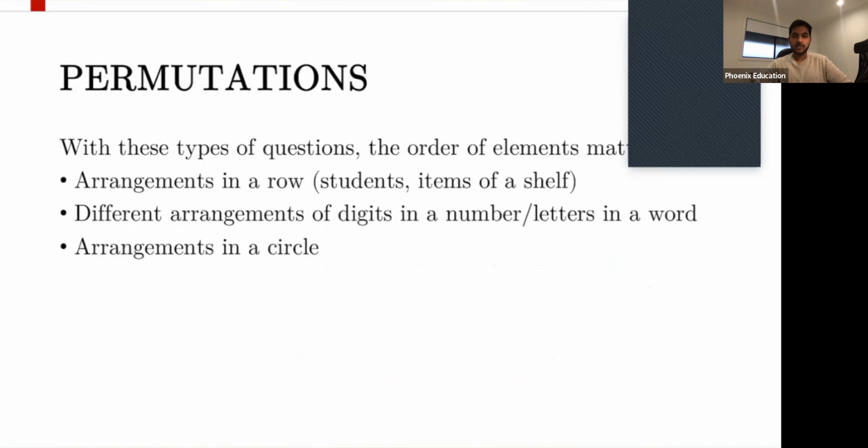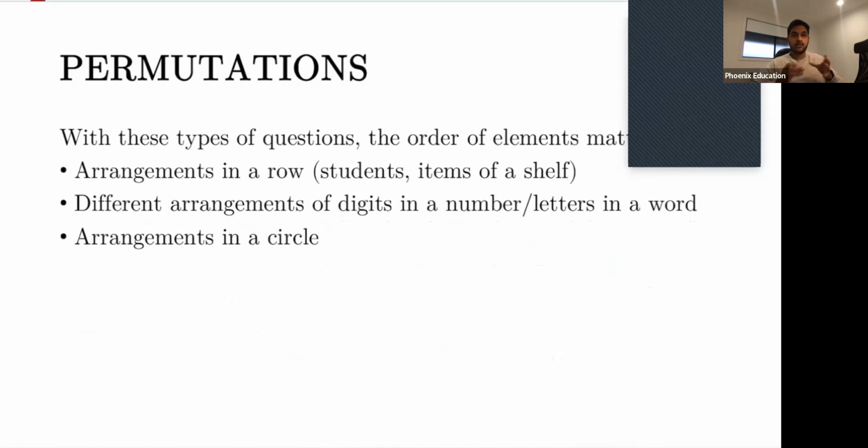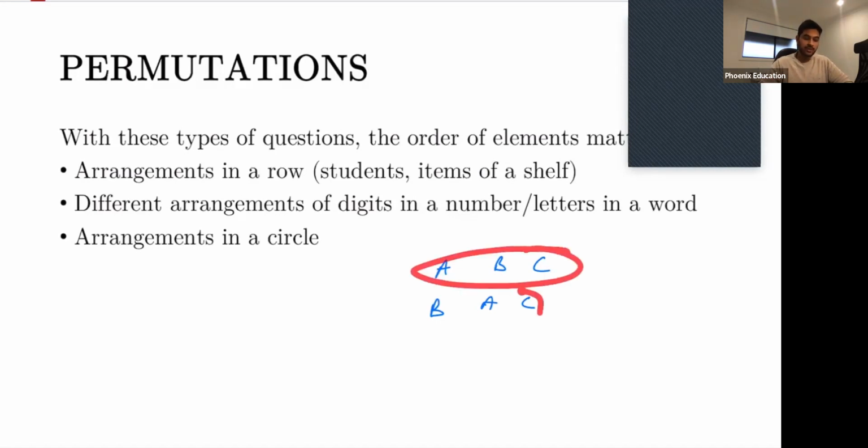So with perms, this is where the order matters. The other thing that we'll talk about today is combinations. That's when you're just selecting things. But with permutations, the order in which you place things actually has an impact. So for example, you could be arranging students in a row. ABC is one particular permutation, BAC would be another. When we look at combinations, each of these groups are the same because they contain the same elements. But permutations cares about the actual order of those elements.